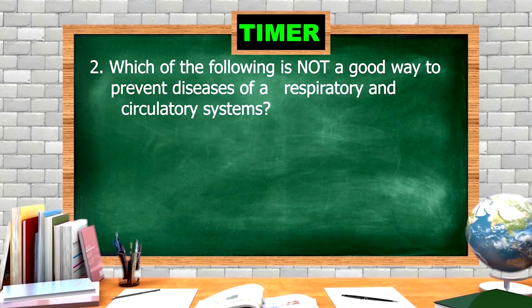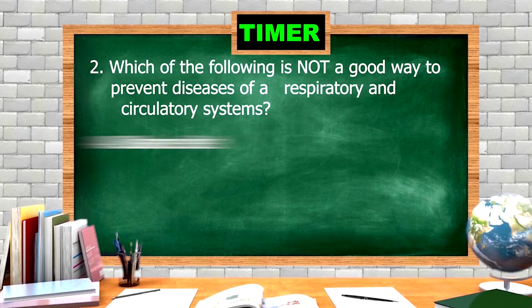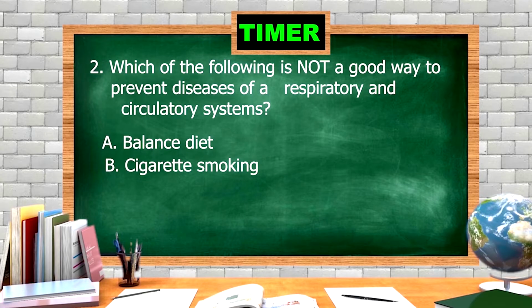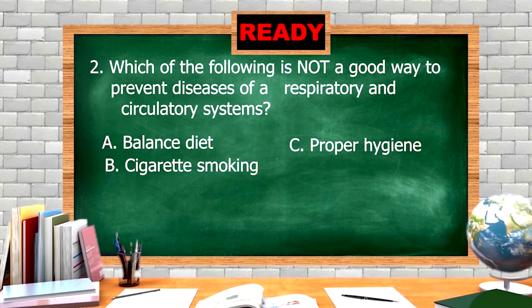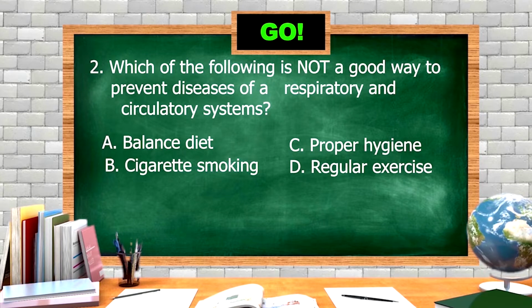Question 2. Which of the following is not a good way to prevent diseases of the respiratory and circulatory systems? A. Balanced diet. B. Cigarette smoking. C. Proper hygiene. D. Regular exercise.